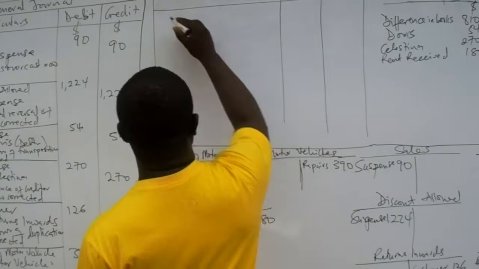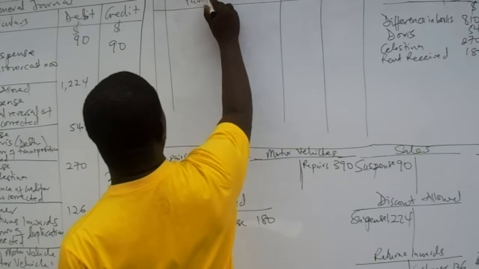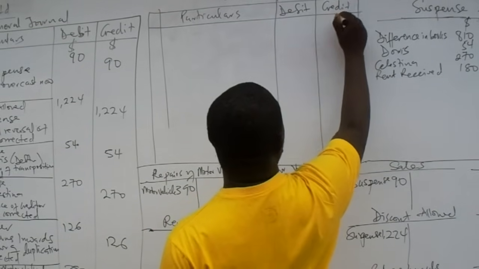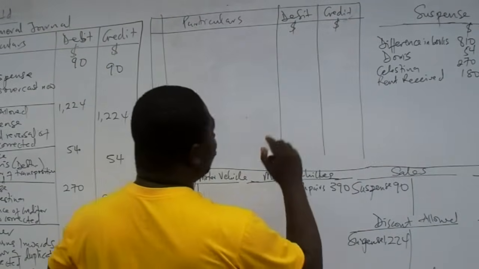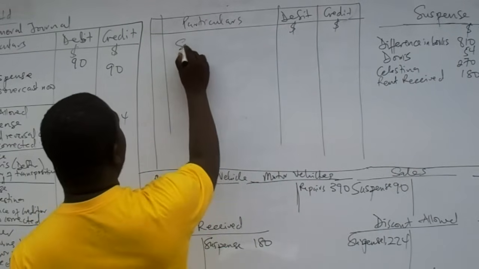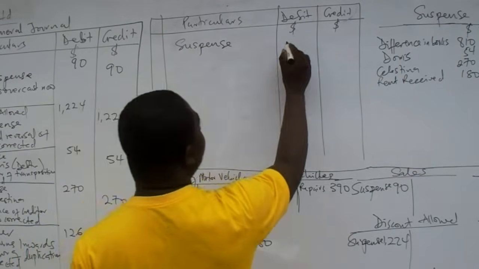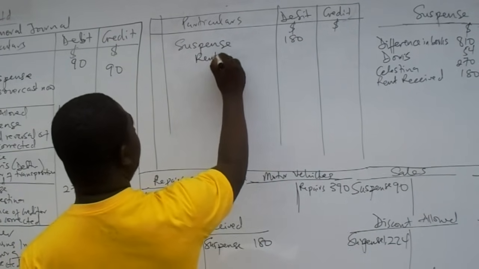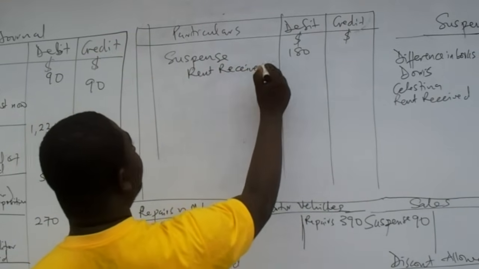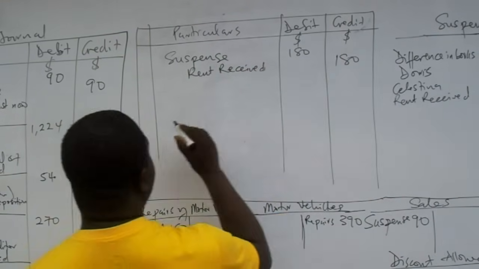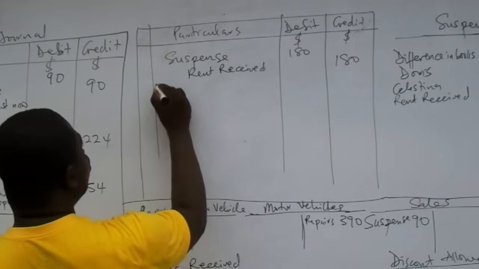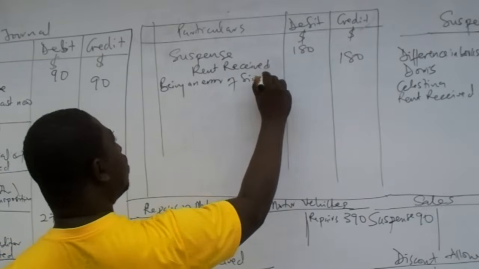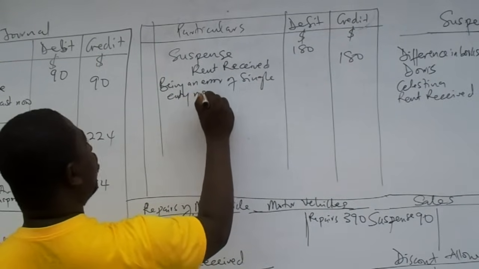So my debit and my credit and my particulars and credit. So I put my dollar sign. And so because suspense received the debit entry, we are going to write suspense first, 180, and then we slant it and we will say rent received 180. And then we narrate it. This is an error of single entry. So being an error of single entry, now corrected.